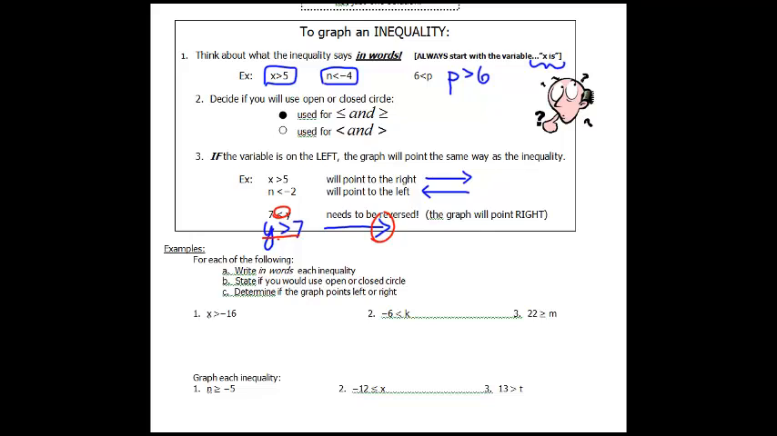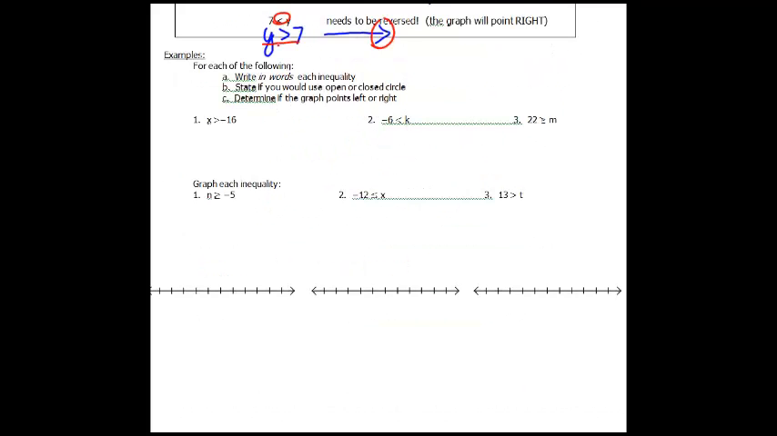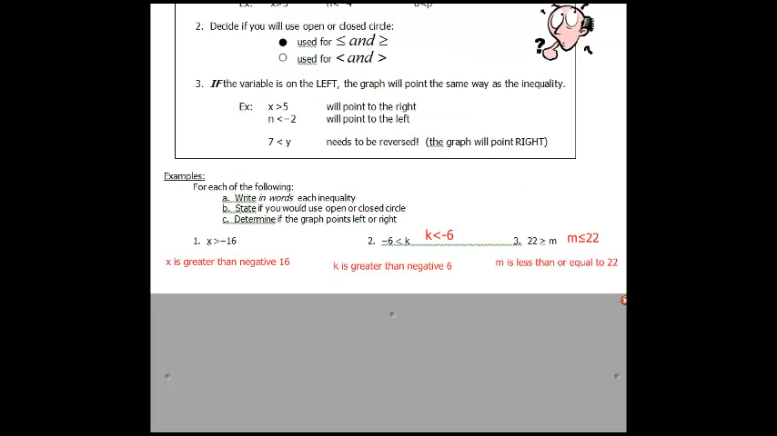So take a look at the next few examples here. The first 3 you need to write in words what they say. Then state if you would use an open or closed circle and if the graph points to the left or the right. So take a look at each of those 3 right now and come back and check with me. Number 1, x is greater than -16. I would use an open circle and my graph would point to the right.